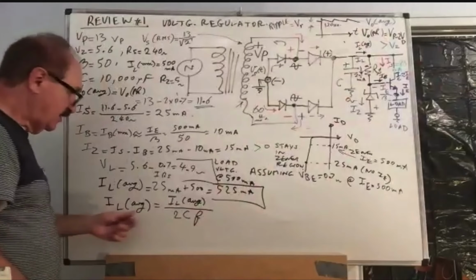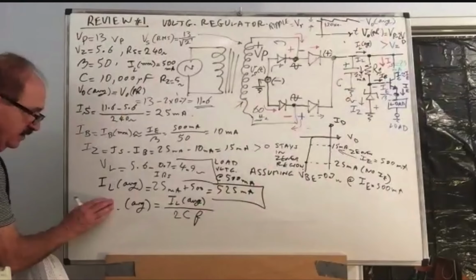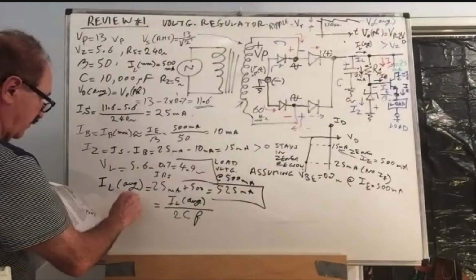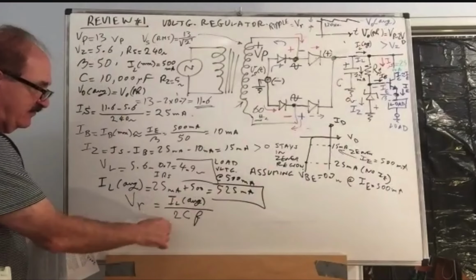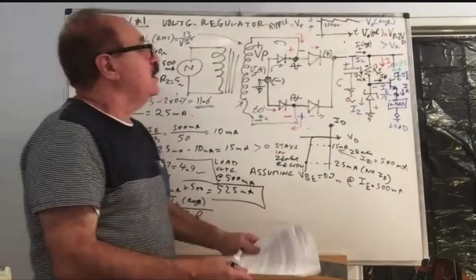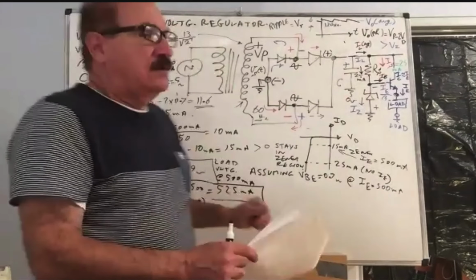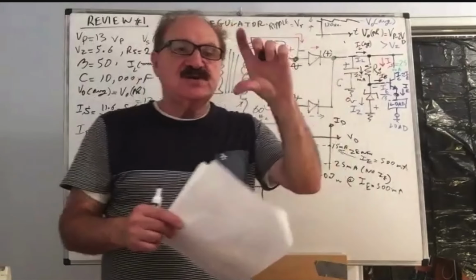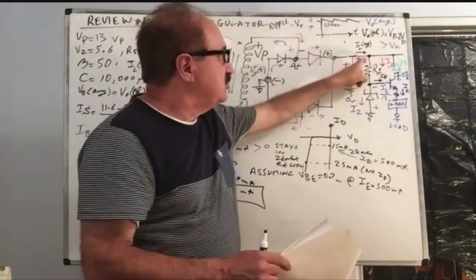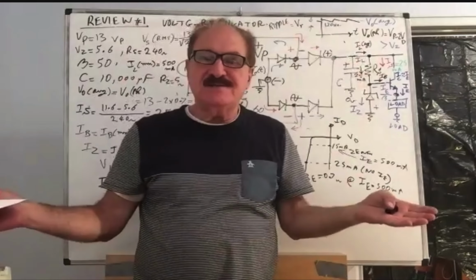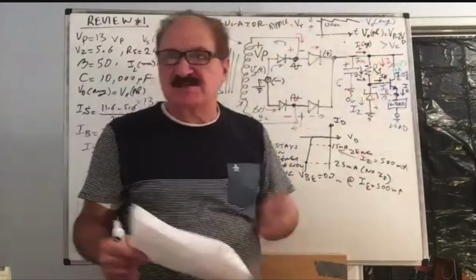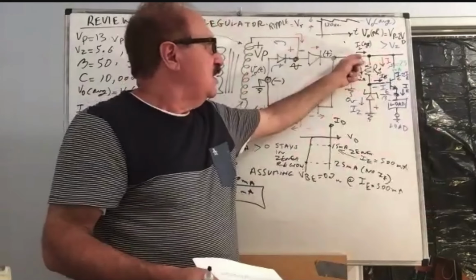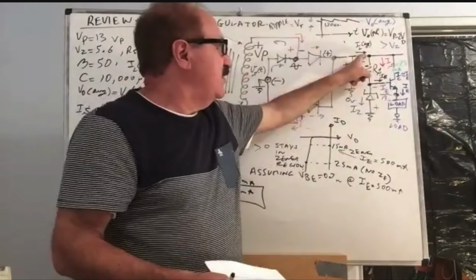The size of the ripple, this is the ripple, sorry. The ripple is equal to IL average divided by that. I know in the textbooks, to calculate the ripple, they put a resistor here. Well, in many cases, you don't have a resistor placed across the capacitor. You don't want to do that. You want to make it a useful power supply. So we don't usually put a resistor there.